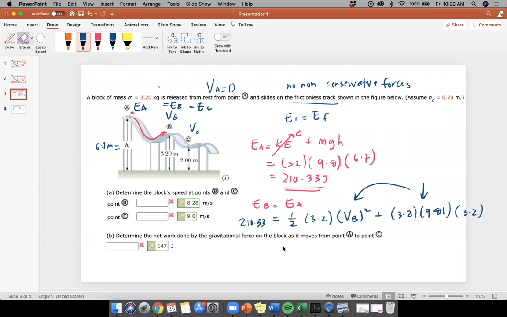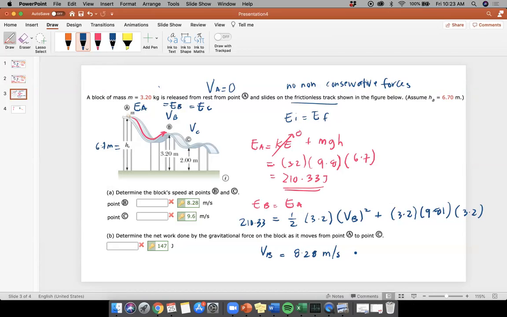Okay? So now, using this equation, we can calculate our VB. So VB is 8.29. Oh, it's already there, 8.28. Okay, roughly. Errors in decimals are common. So 8.28 meters per second. That is the velocity at B.